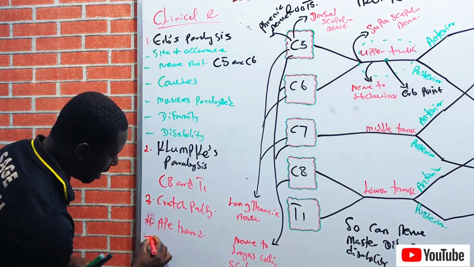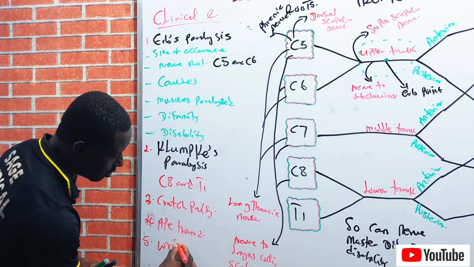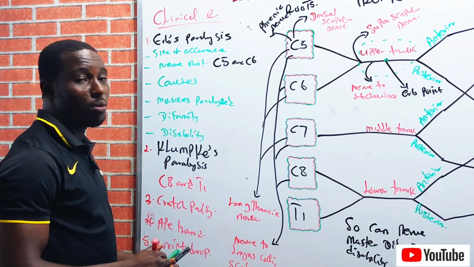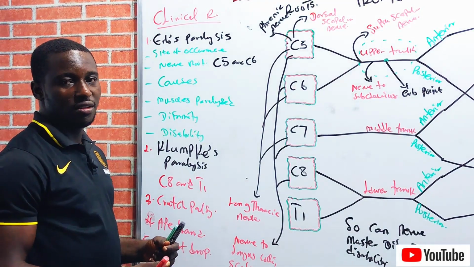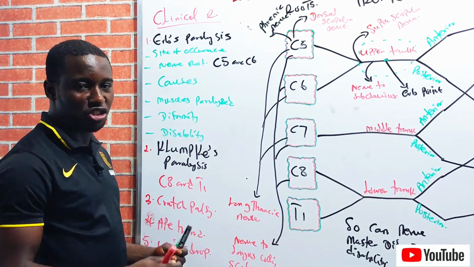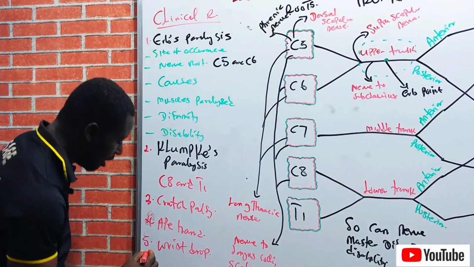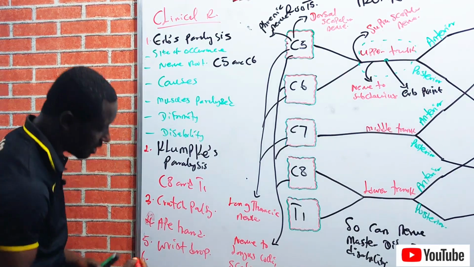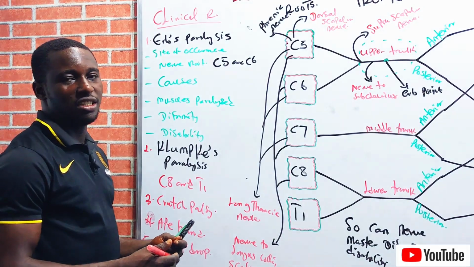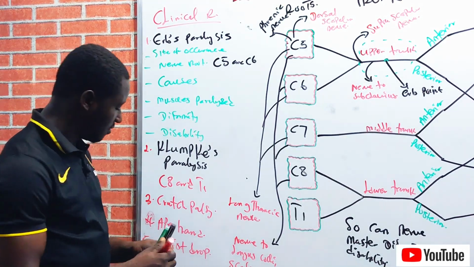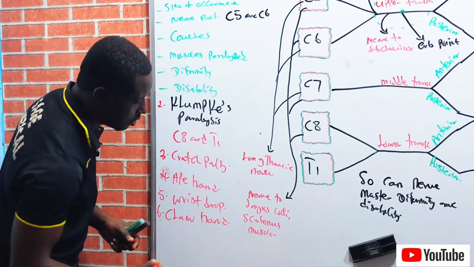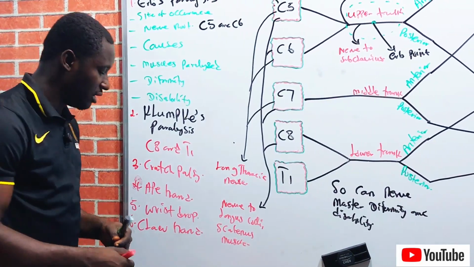Okay, number 5 is wrist drop. Wrist drop occurs as a lesion to the radial nerve that brings about the wrist drop deformity. So it is a structural dysfunction of the wrist. Okay, number 6, you can add claw hand per se, which is the lesion to the ulnar nerve. Get? Claw hand. That is how it works.